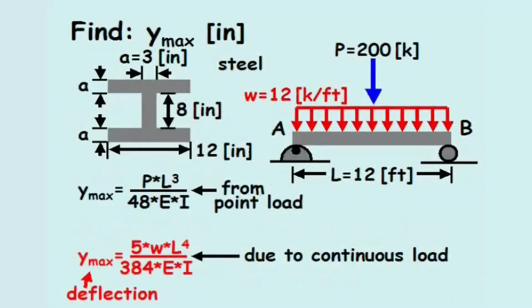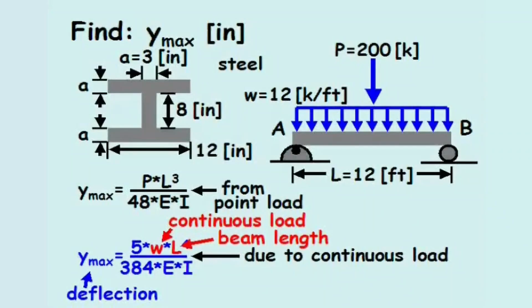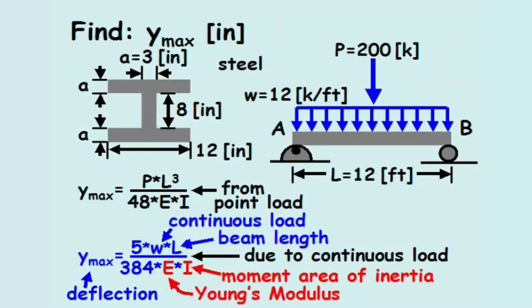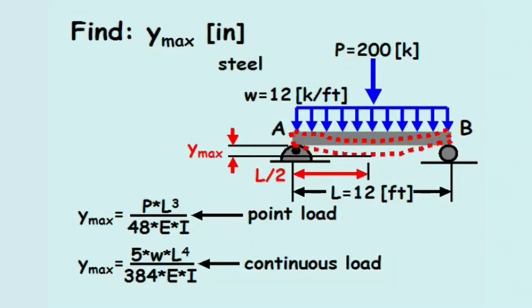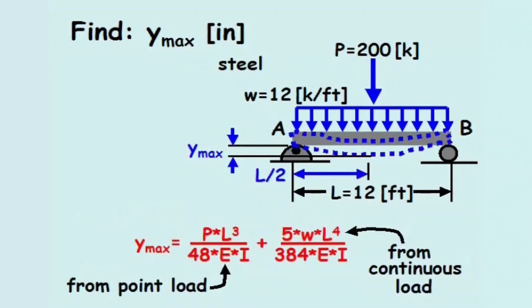The maximum deflection in the beam caused by the continuous loading equals 5 times the continuous load, W, times the length, L, to the fourth power, all divided by the quantity 384 times Young's modulus times the area moment of inertia. Since the maximum deflection from the point load and continuous load both occur at mid-span, L over 2, the property of superposition states the maximum deflection for these combined loads is the sum of the deflections from each load.